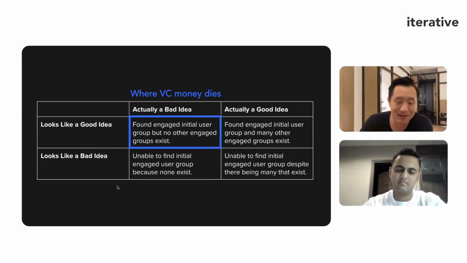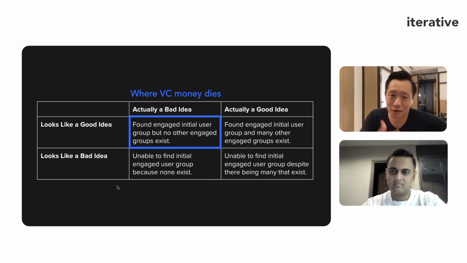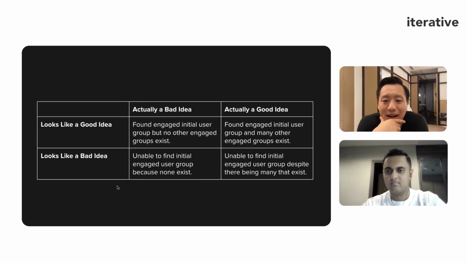It all looks like a good idea. It's not actually a good idea. And look, you have to take bets. You never know for sure, right? But this is where VC money goes to die. And good founders also end up in that quadrant. And so you waste a lot of time there. I think Airbnb is a good example of this.